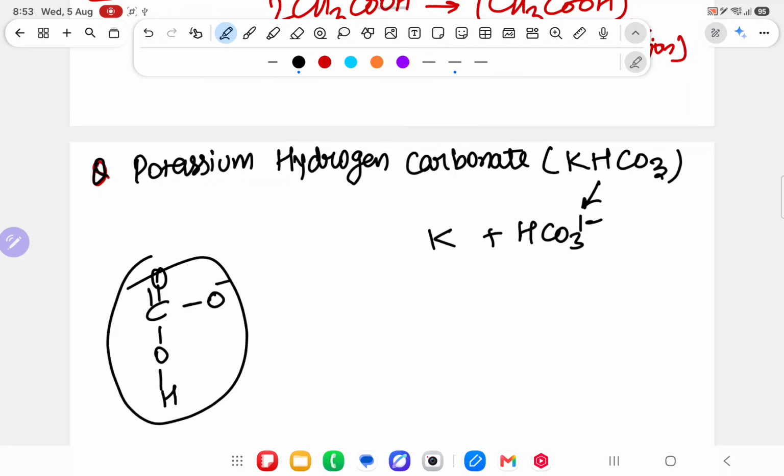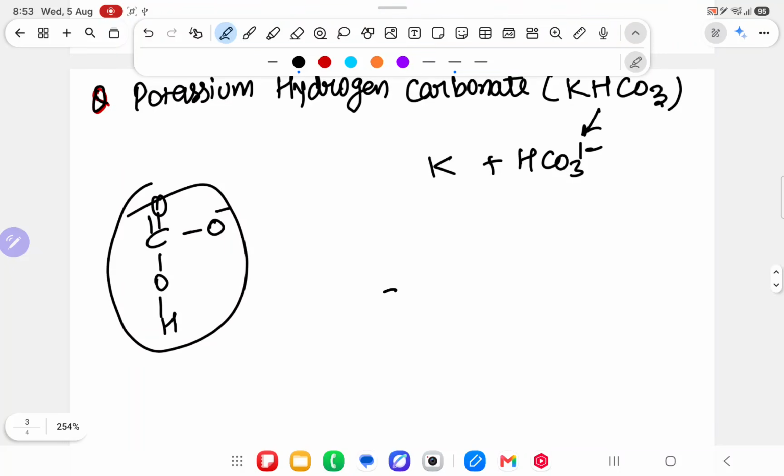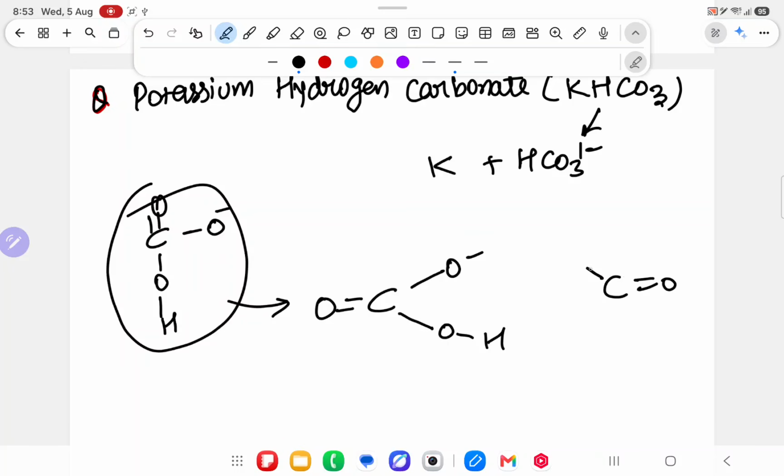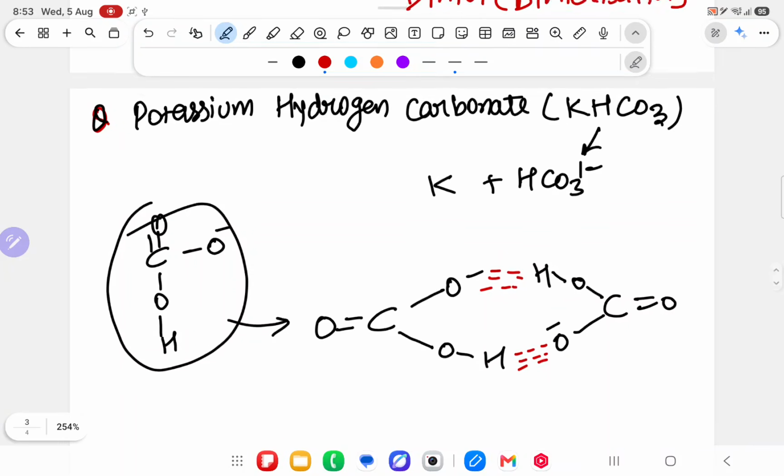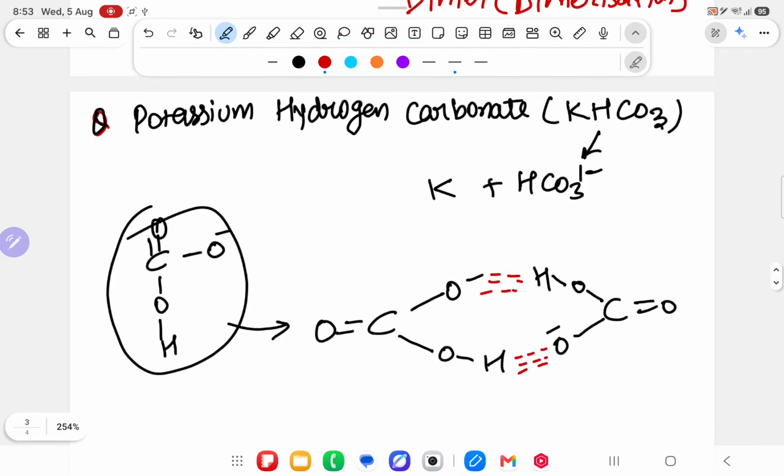Fixed example I am saying, don't get confused. How will it be drawn? Draw it. C double bond O, this structure I am drawing like this. This side O minus, this side OH. Similarly this side C double bond O, this side OH and this side O minus. What will happen? Here it will form the hydrogen bond, here it will form the hydrogen bond. So this is the design of hydrogen bond in potassium hydrogen carbonate. Done. First example, practice once, you will get it.